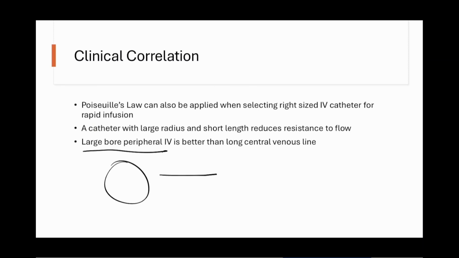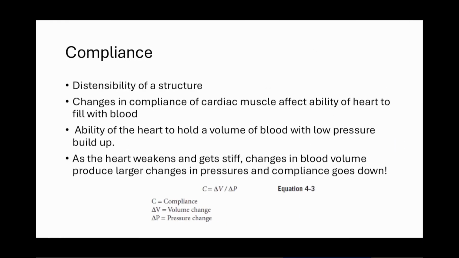A central line will also have a large radius, but a central line is very long. It goes in your neck and it can go inches. The length of a central line decreases the flow. So it's very good for medications, but don't put fluids through there. It's not going to be fast enough because the resistance to flow is too high with the length of that central line. And that's where that correlation comes in and why you pick certain IV sites.